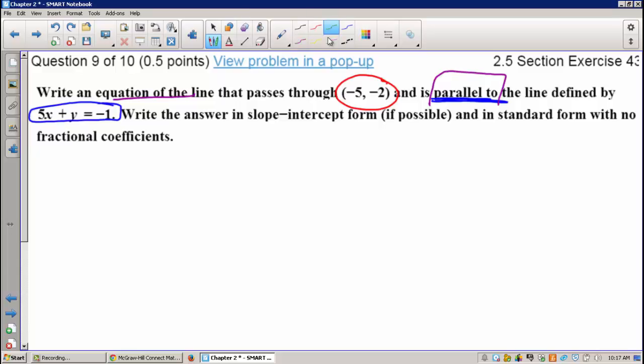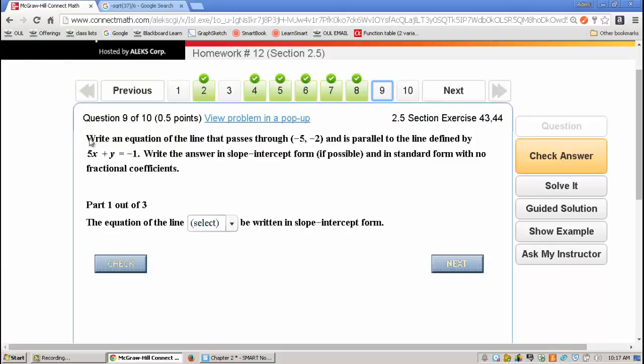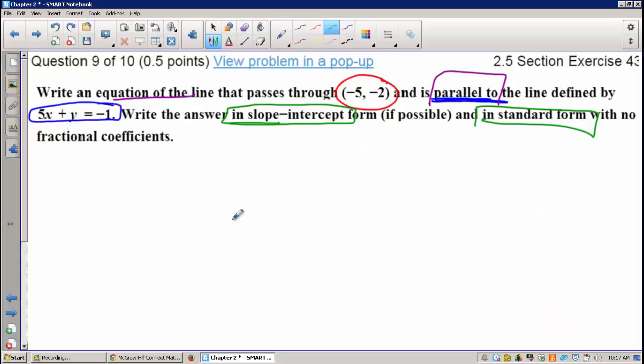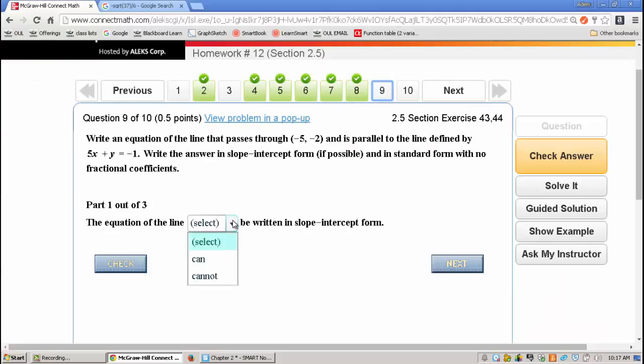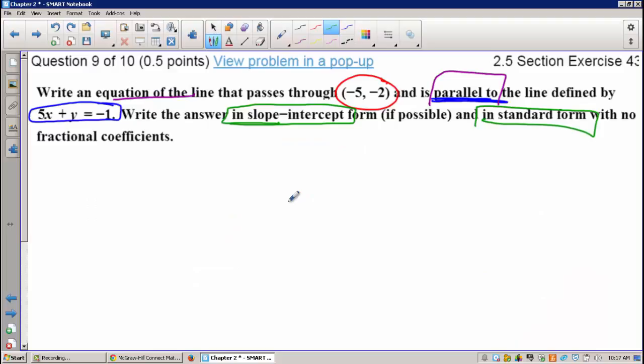What is my objective? What is the question then? We're going to write an equation, but in slope-intercept form, if such a line exists, of course. And in standard form with no fractional coefficients. There are two questions here, actually. Let's see the first one. We write the equation in slope-intercept form if possible. If not possible, we will say cannot. Okay, let's try to find it out, and if we can, we'll say yes, can.